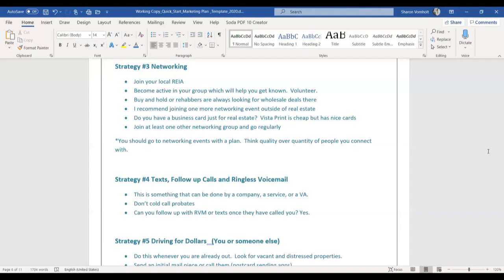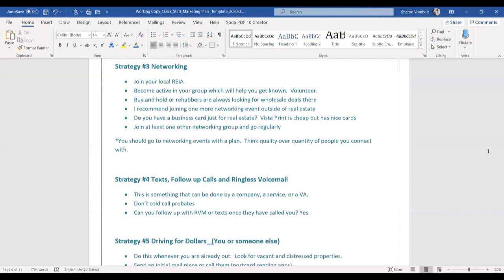Strategy 4, I want to talk about text, follow-up calls, and ringless voicemail. Now, these are things that can happen after you send a direct mailing. I do not recommend that you cold call probates. In fact, it's best if you can have someone else do it for you. Have a really good script and use a virtual assistant to do this for you.